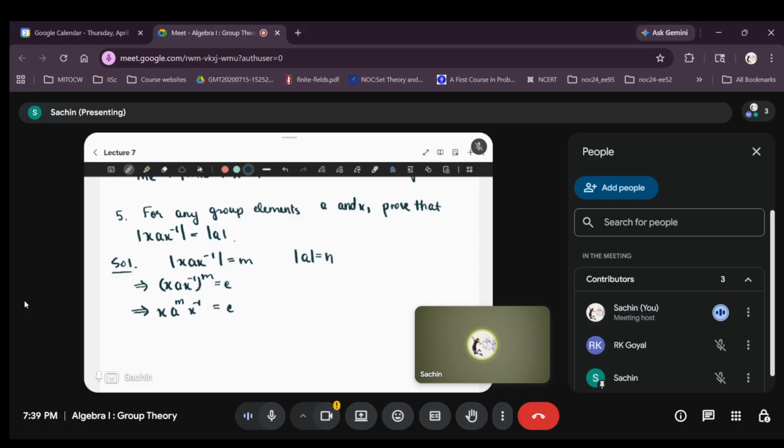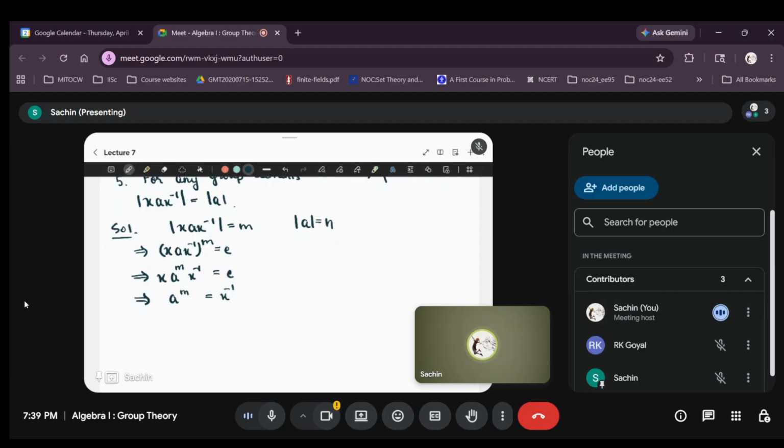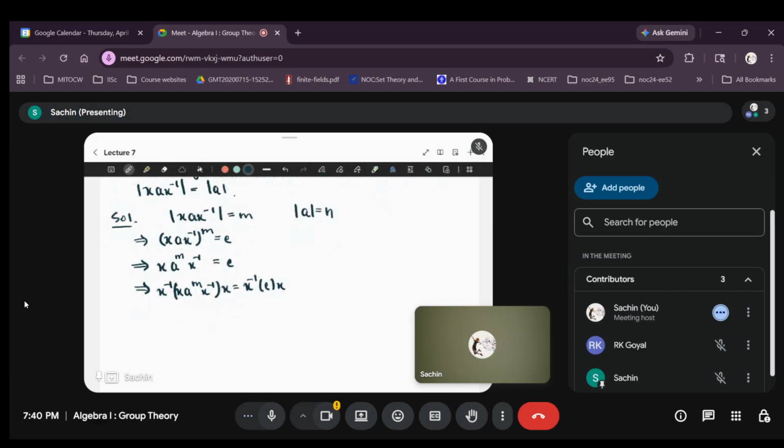So this is equal to E. Now you can multiply on the left by X inverse and on the right by X. You multiply on the left by X inverse and on the right by X, so you get X inverse times E times X. But here this X inverse X will become the identity and this X inverse X will become the identity, and X inverse E X is simply X inverse X. So this becomes A power m is equal to E. So that means the order of A is less than or equal to m. That is n is less than or equal to m.